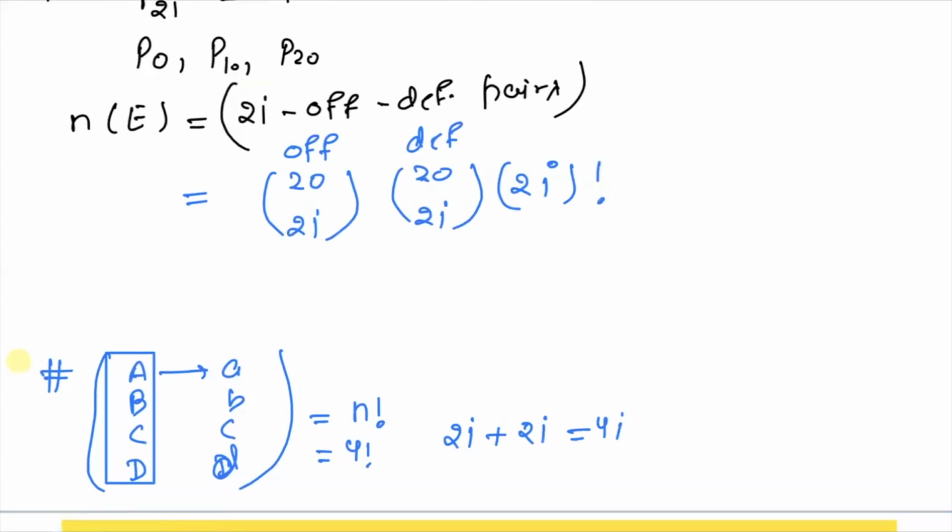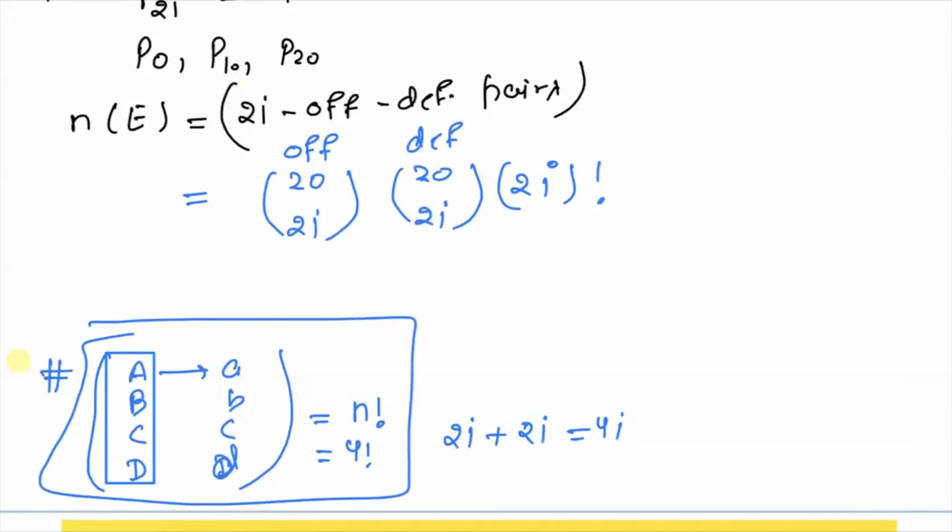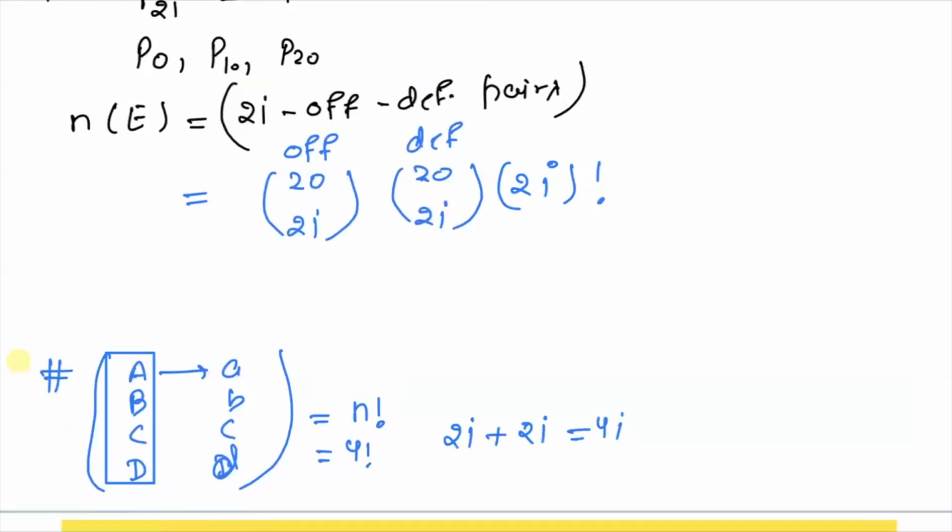There are a total of 4I persons: 2I from offensive and 2I from defensive. I need to pair them, one offensive and one defensive. So in this case, it is going to be 2I factorial, like the example I have given you. I hope no issues are there.